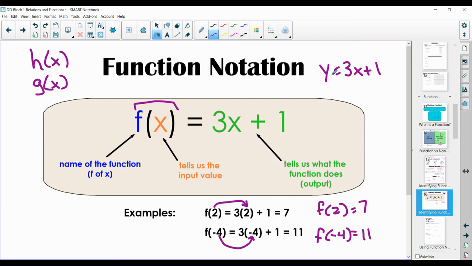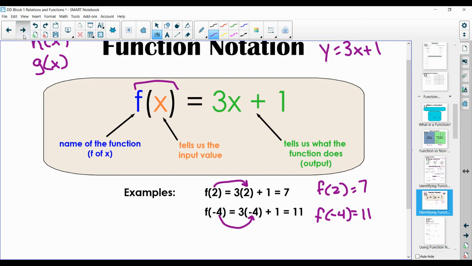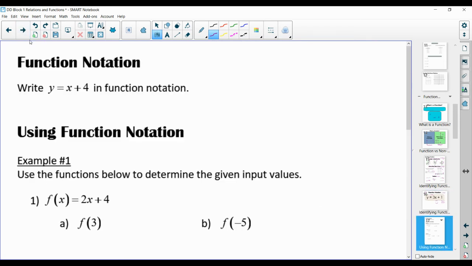When we just write the equation y equals 3x plus 1, we can't get that same information. So function notation is something you'll see quite frequently in high school because it gives us more information about the function. All right, let's take a look at some examples. The first question says, write x plus 4 in function notation. We're literally just going to take that y and replace it with an f of x. You'll notice I'm writing it with a scripted f. You could just use a regular f, but typically we see a scripted f of x equals x plus 4. That's all we're doing, replacing the y with an f of x.